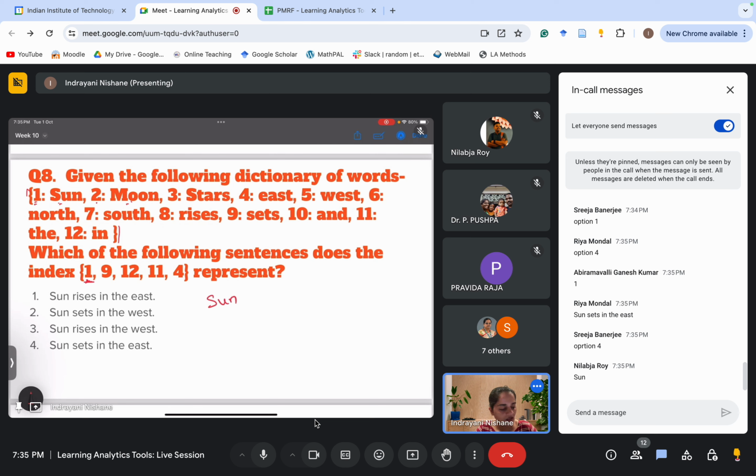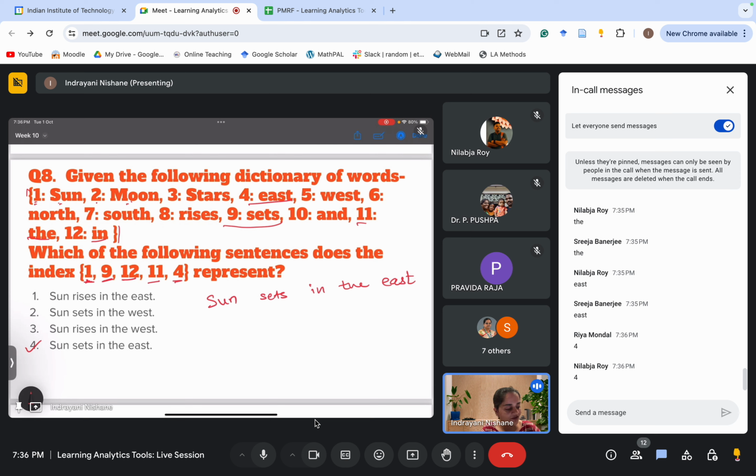Sun. Number 9, sets. Number 12, in. 11, the. And the fourth is east. This is what we are supposed to do. Now what is the correct answer? Sun sets in the east. Option number 4. Understood how to interpret this?